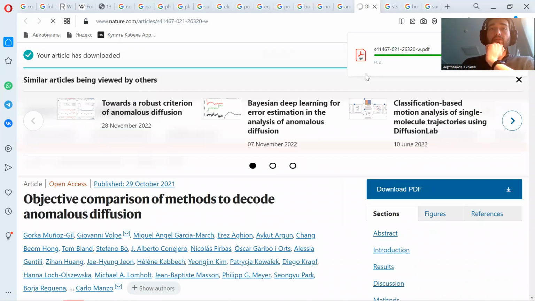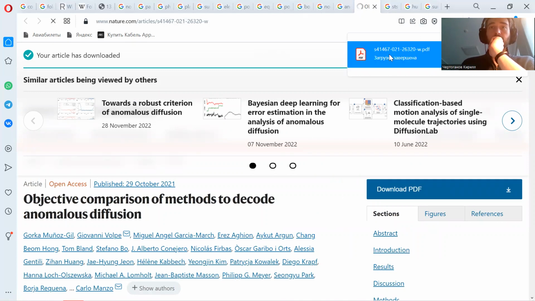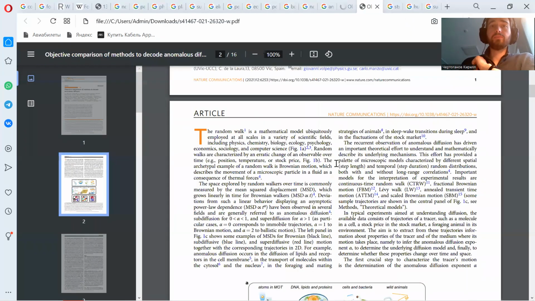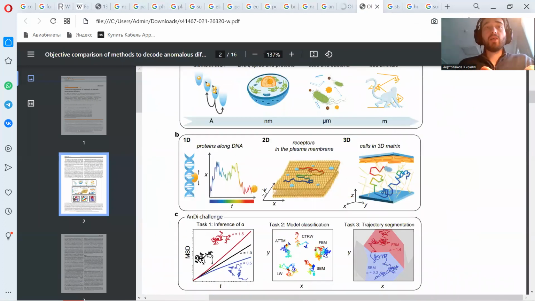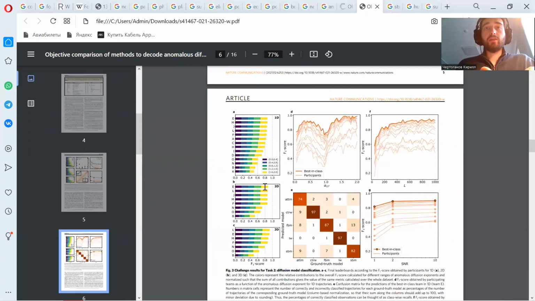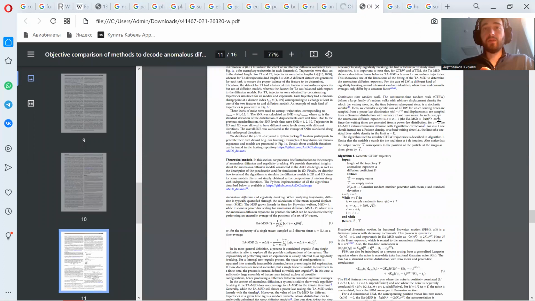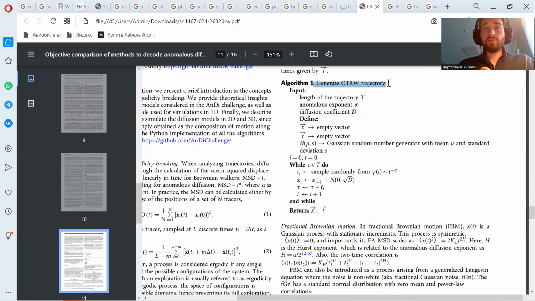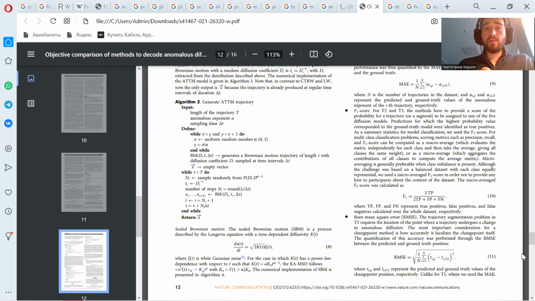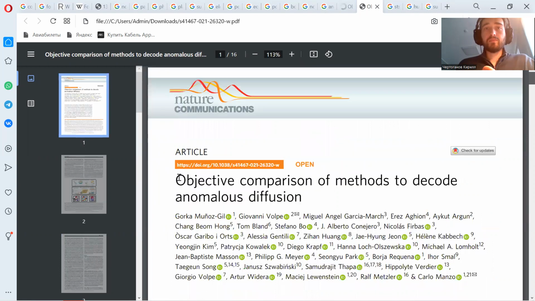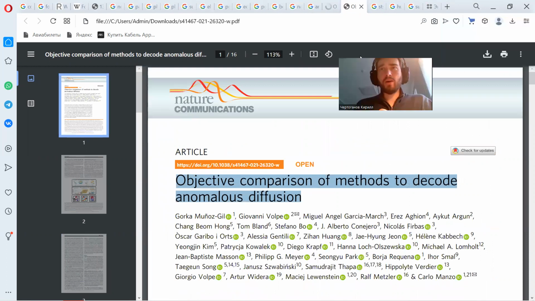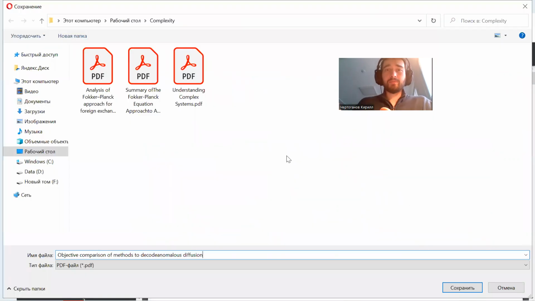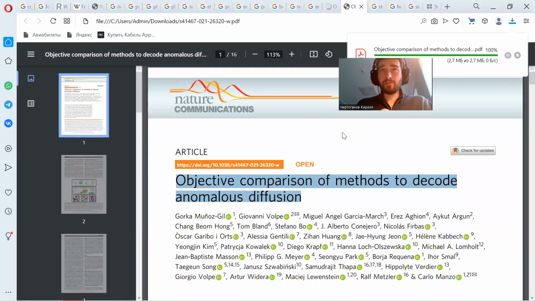Very interesting article: Objective comparison of methods to decode anomalous diffusion, which was published in Nature some time ago. So there are cells and there can be some diffusion and it can be anomalous. Yeah, we can save this article. I think it has some algorithm to generate trajectories. Very interesting. Maybe we can use it in our own research. Let's save this article to our folder. This is our article review.